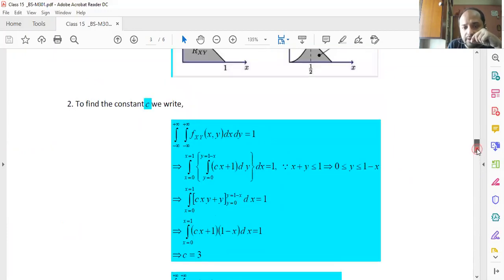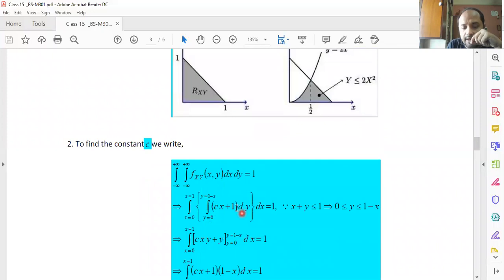So what we do here is integrate the function from 0 with respect to y first. Now you see, x has its region. Since X plus Y is less than or equal to 1, x is lying between 0 and 1 and y is lying between 0 and 1. And since X plus Y is less than or equal to 1, I can write that y is less than or equal to 1 minus x.